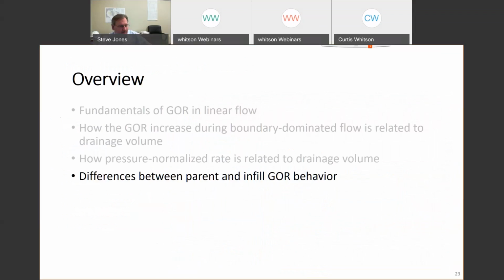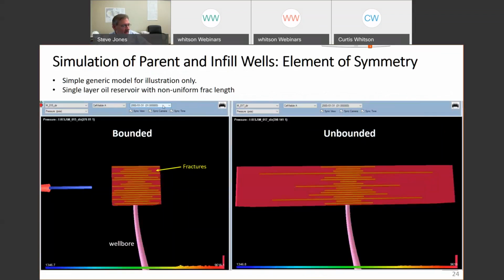Okay, let's take a look at the difference between parent and infill GOR behavior, because that's what a lot of us are dealing with these days. Again, a simulation here. It's a simple generic model using generic PVT. And it's just a single layer model, and I have an unbounded case, which you see on the right here with some very non-uniform frac length, and a bounded case, which you see on the left, which in this case is about a 660 well spacing compared with an unbounded well that might have 1,000, 1,200 feet long half-length fractures, at least a few of them.